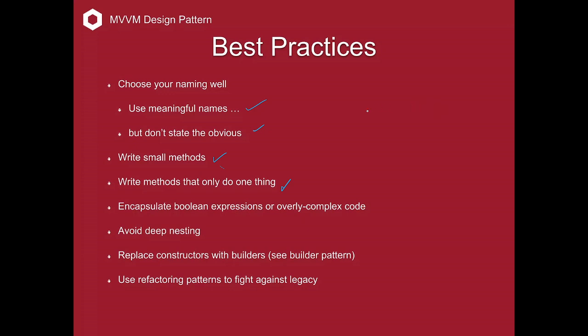Let's suppose there's a complex if condition there, so we have to simplify it. First of all, we have to simplify this expression, try to break it down and make it encapsulated. Overly complex code, we also try to simplify it. Avoid deep nesting. In the previous example you can see a lot of deep nesting, so we have to avoid this thing.